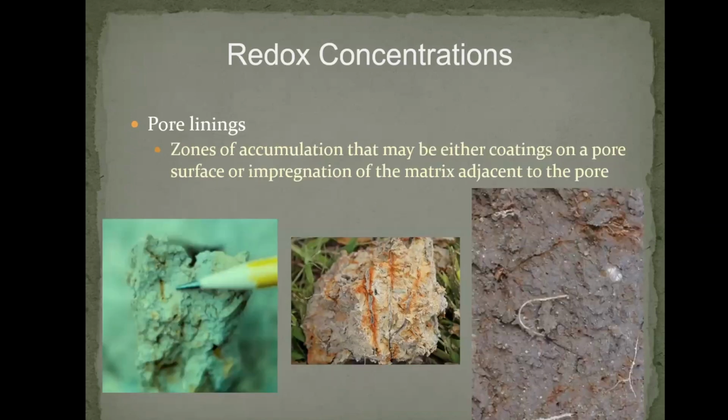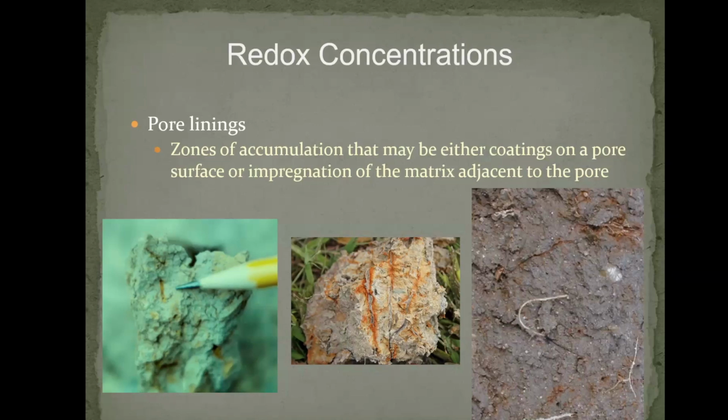So the next concentration that we can have would be one called a pore lining. So a zone of accumulation that may either be coatings on a pore surface or impregnation of the matrix adjacent to the pore. So you see the one here on the left, you can see that little line right in front of the pencil. That's basically a zone of accumulation on the surface of the pore. So it exactly matches up with the pore.